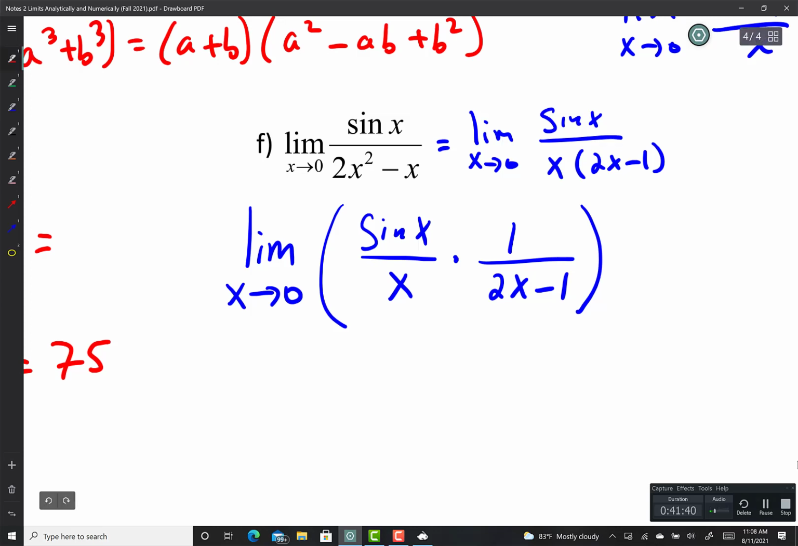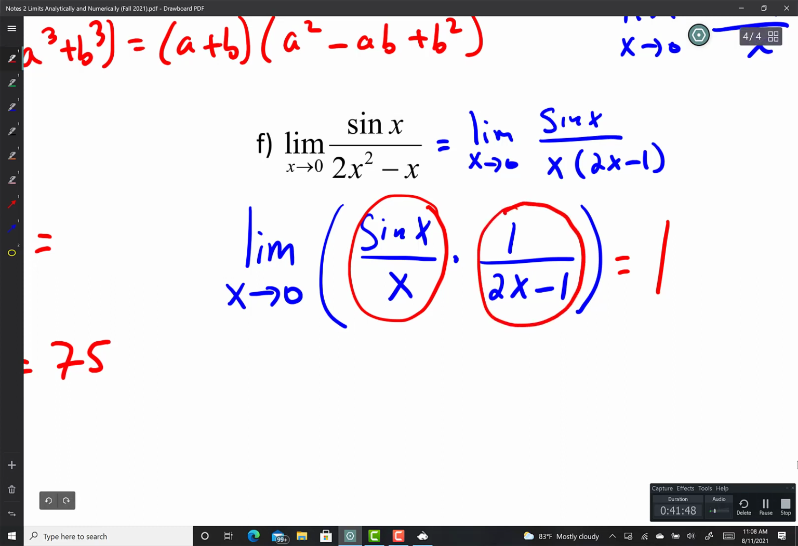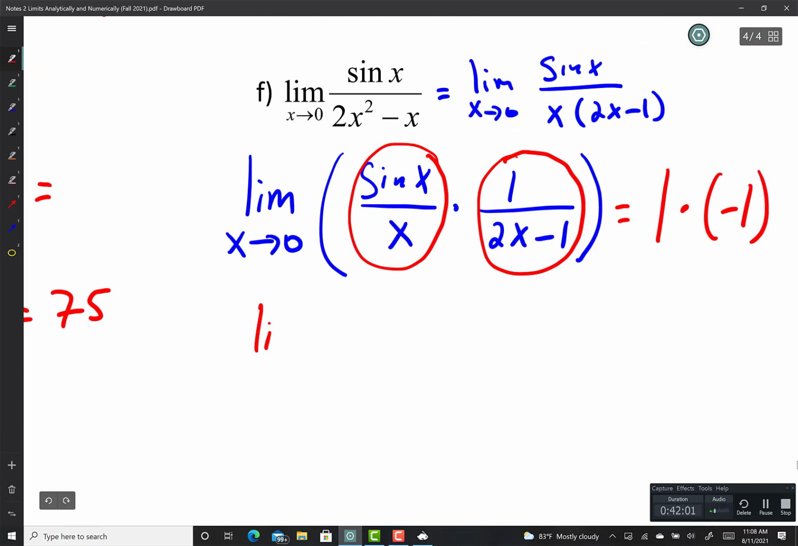Let's see. What is sin X over X as X approaches 0? 1. Can I do direct substitution on this rational? Yes, on that one I can. Now I can. 2 times 0 is 0. 0 minus 1? Negative 1. 1 divided by negative 1 is negative 1. So this limit is what? Negative 1. Limit as X approaches 0 of sin X over 2X squared minus X is nothing more than negative 1.